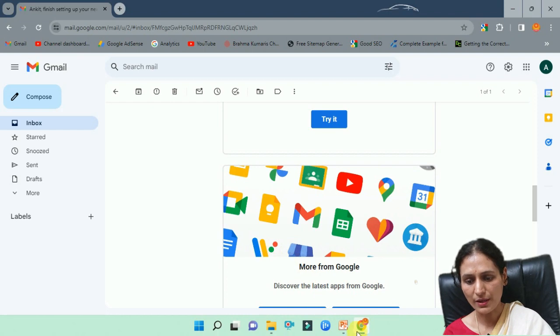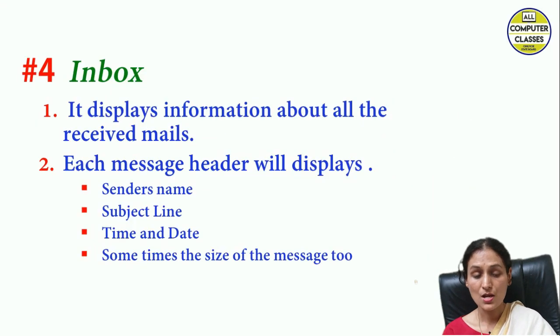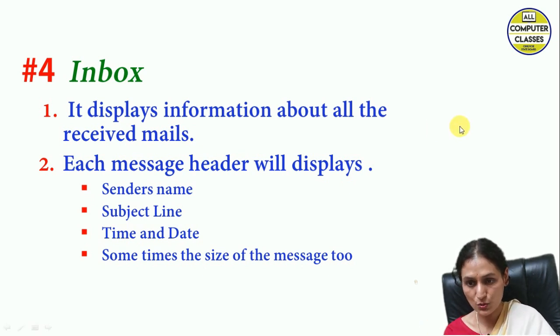Now let's move back to our presentation. So now, inbox. This is the inbox. It displays the information about all the received email. Whenever you receive emails, you will get to see all of them in your inbox, right? And each message header will display, when you see a message, what all will be displayed? A sender name, subject line, time and date, and sometimes the size of the message too, right?